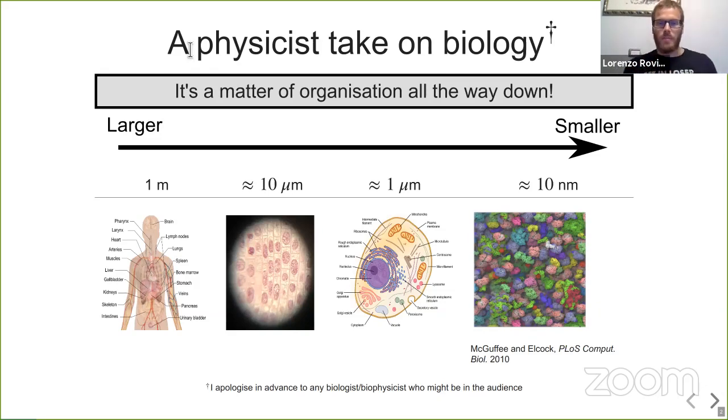So if we start with a body, let's say it's 1 meter long, then this is made of organs, and then you have sort of a fractal nature, if you want. So these organs are made of cells. And then if you look within the cell, you start seeing the same pattern again. So you have some compartments inside the cell that act essentially as organs.